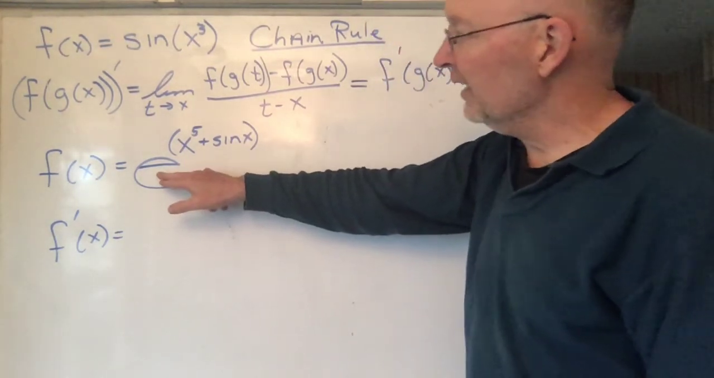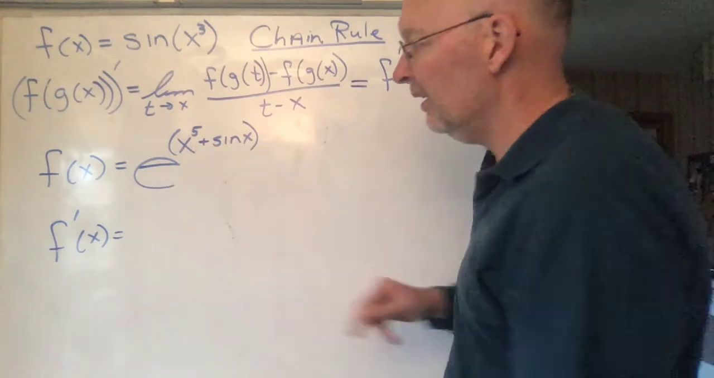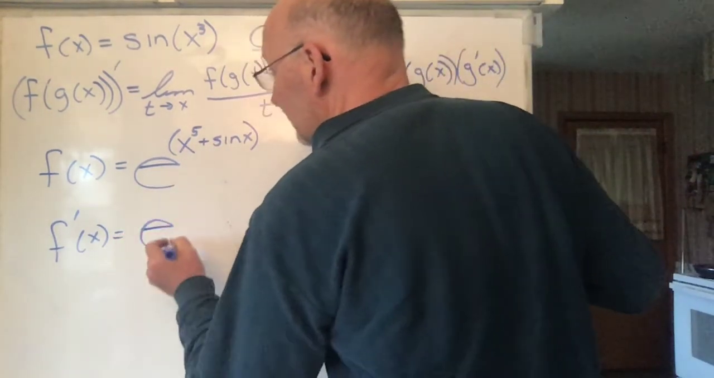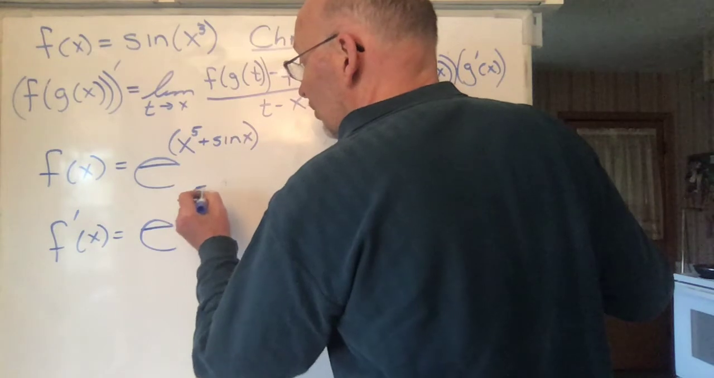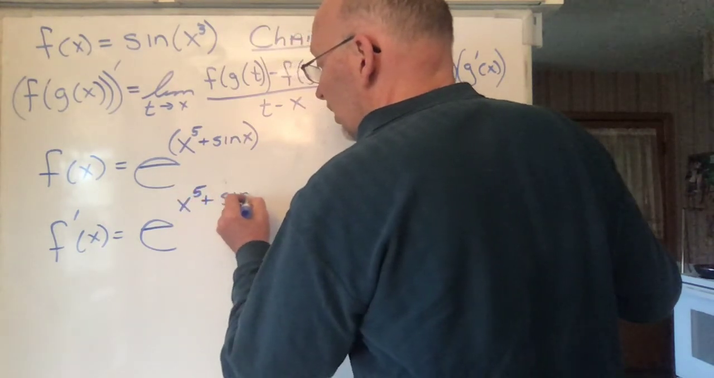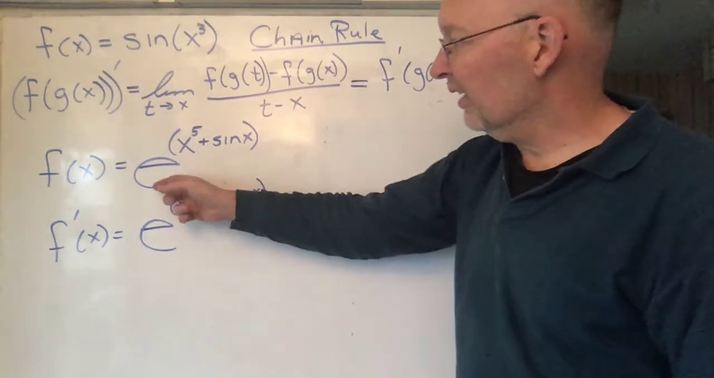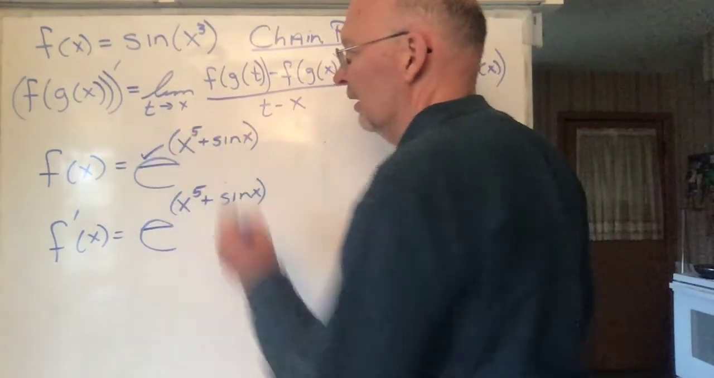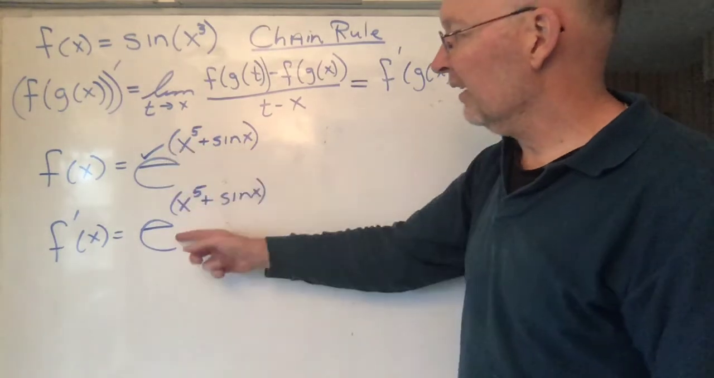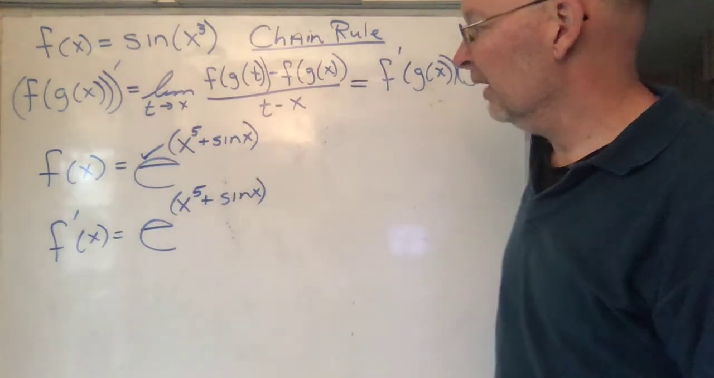What's the derivative of e to anything? The derivative of e to anything is just e to that thing. So don't change it at all. There. I've just taken the derivative of this thing. The derivative of e to the x is e to the x. So there's my big old e to the x there.